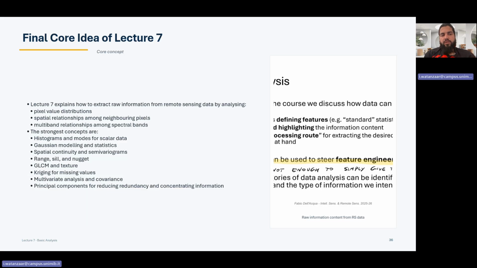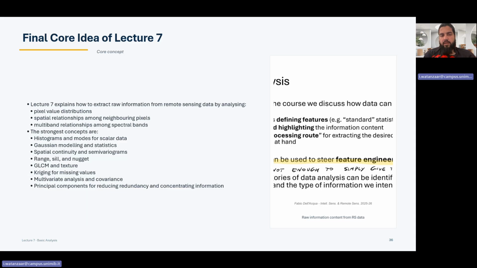Some extra information: for remote sensing data analysis, we have covered pixel value distribution. It was a summary of the core ideas we have covered, which is why it's really important. We have covered many things: pixel value distribution like the histogram, spatial relationships among neighboring pixels, spatial analysis, and multi-band relationships among the spectral bands. We discussed multivariate analysis.